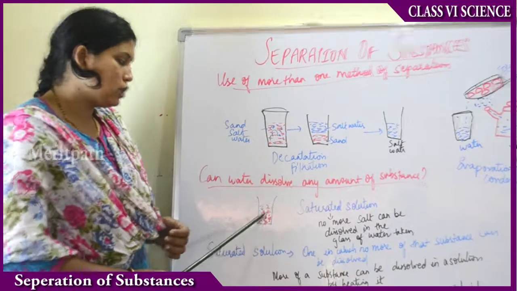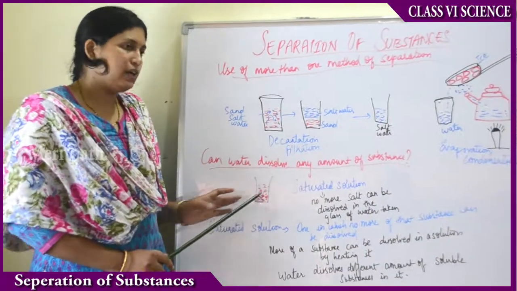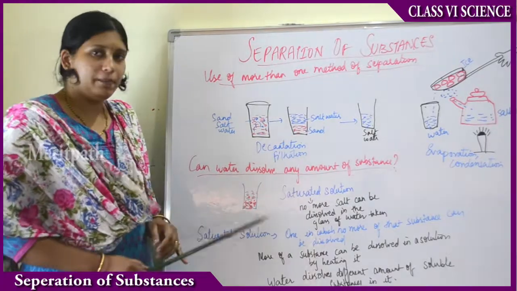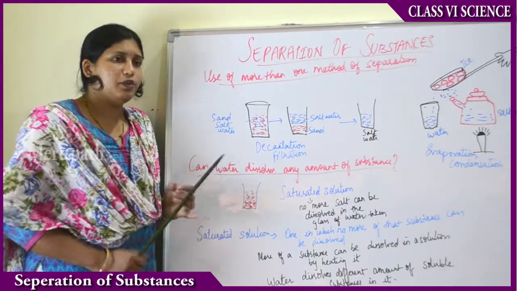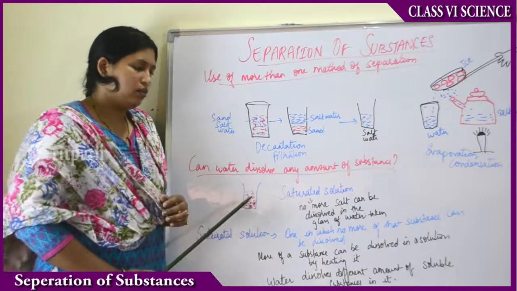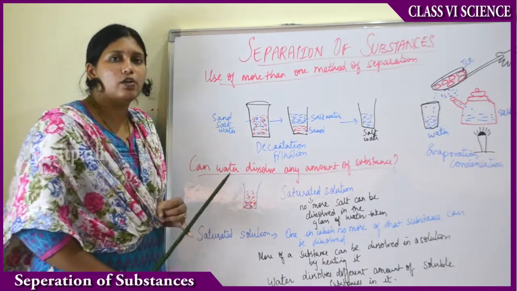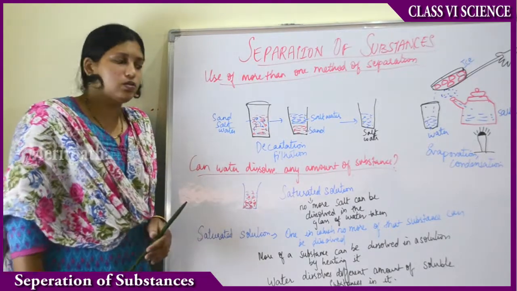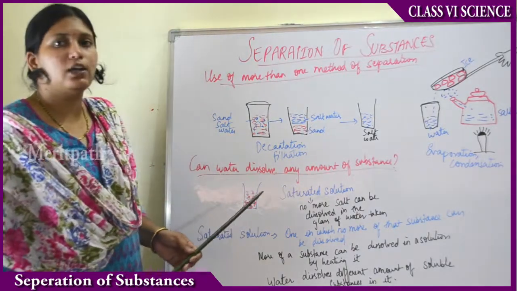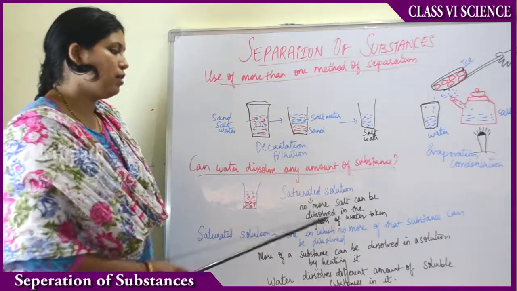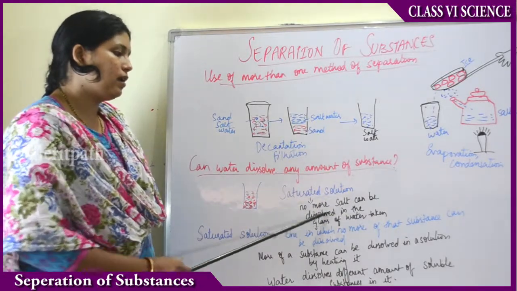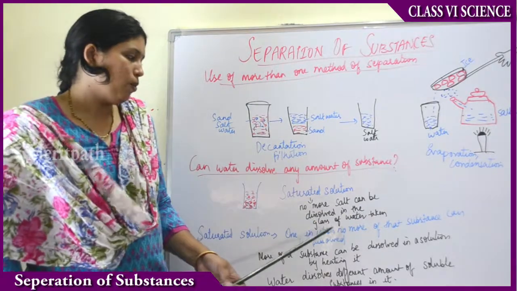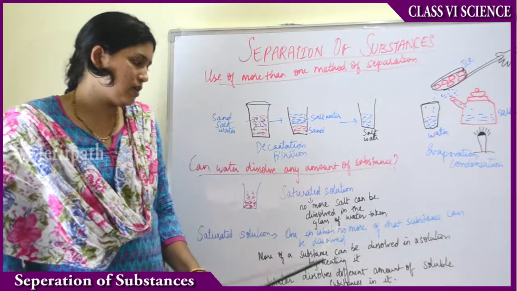On heating, the salt dissolves. When it was kept away from the flame on a table, this glass of water could no longer dissolve salt. But on heating, this salt dissolved in the water. So this is known as saturated solution. Saturated solution means no more salt can be dissolved in the glass of water taken. So the definition of saturated solution is one in which no more of the substance can be dissolved.